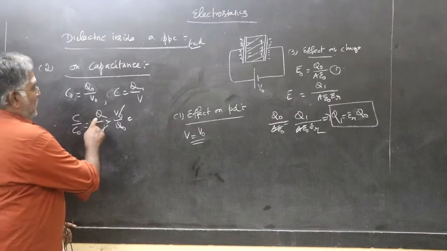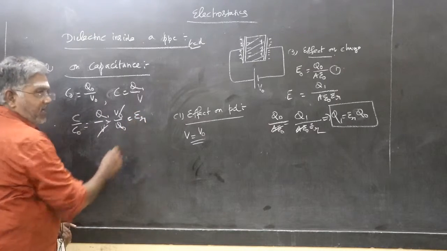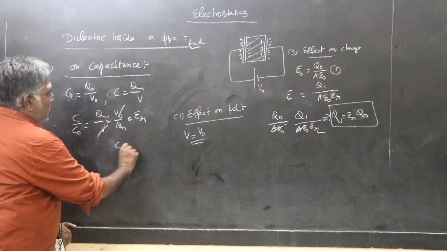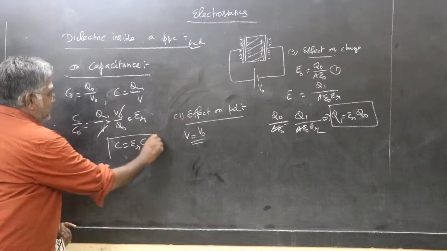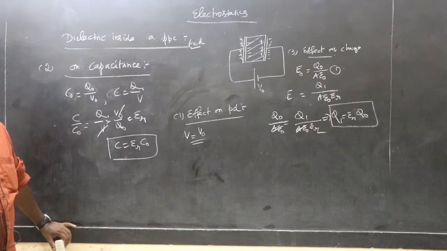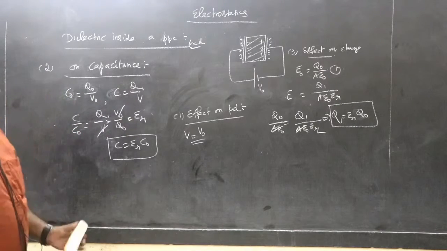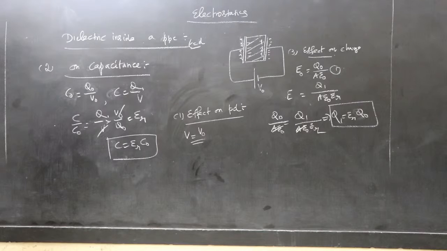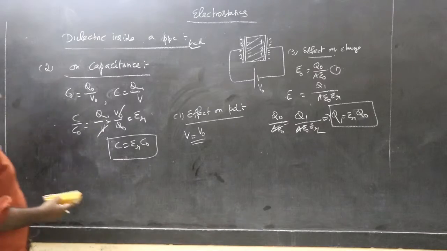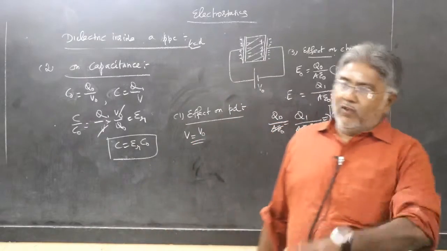Then what is this Q by Q naught? That means Q1 by Q naught, which will be epsilon R or K. Therefore, C is equal to epsilon R times C naught. Increases. Do you remember I told you at the beginning that capacitance will always increase? Okay? So capacitance increases, potential difference remains the same, charge increases, electric field remains the same.